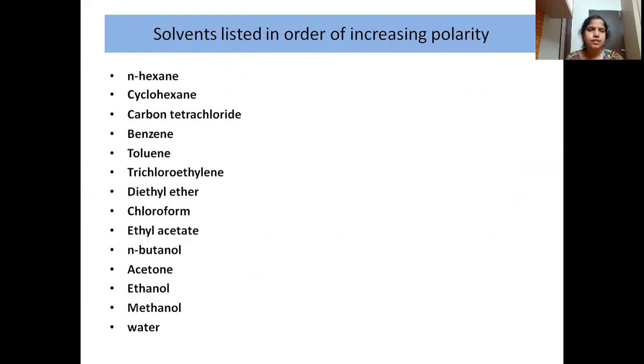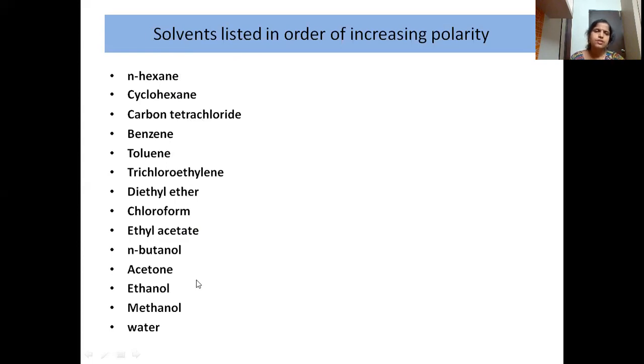So here it is given in the order of increasing polarity. We can start with non-polar solvents and keep increasing the polarity. From top to bottom, as you go from n-hexane to water, the polarity will increase. All these are non-polar: n-hexane, cyclohexane, carbon tetrachloride, benzene, toluene. Slowly you can increase the polarity: ethyl acetate, n-butanol, acetone, ethanol, methanol, water.